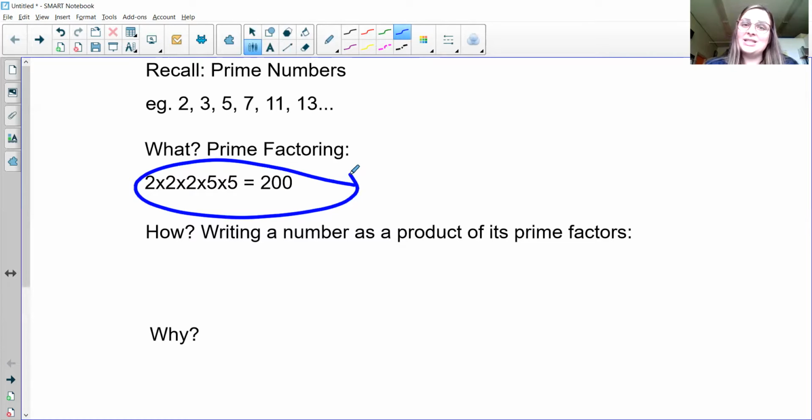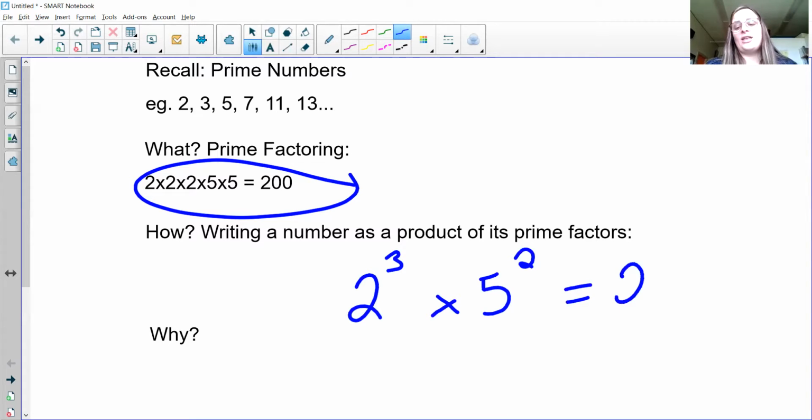Another way is to do a condensed form, to write these prime numbers as powers. So how many 2's are there as a prime factor of 200? There are 3. How many 5's are there? There are 2. They're still all being multiplied together and they will still equal 200. In the next video, I will go through how to actually do this.